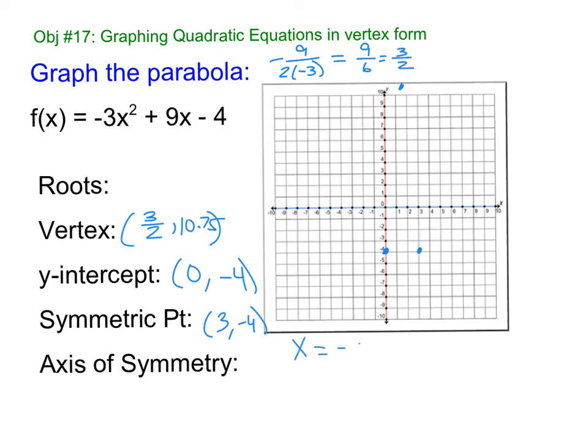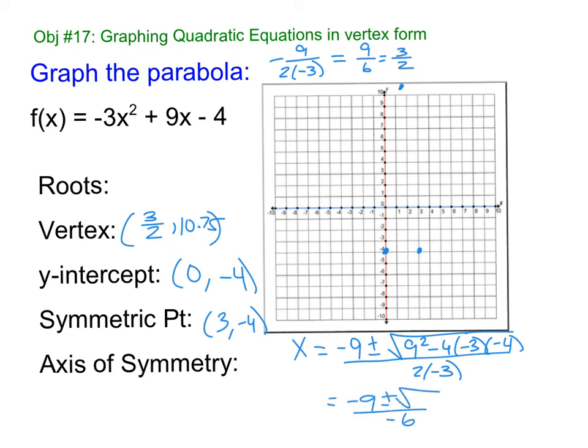-b, so -9, plus or minus the square root of b squared minus 4ac, all over 2a. -9 plus or minus the square root, all over -6. Let's see what we get. 81 minus 4 times 3 times 4. We get 33. Which is not, you can't simplify that.